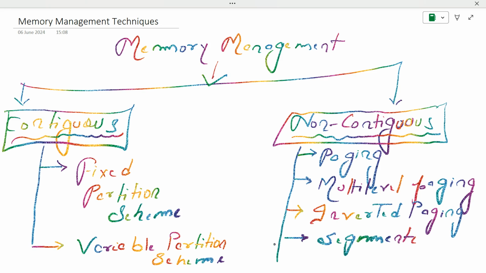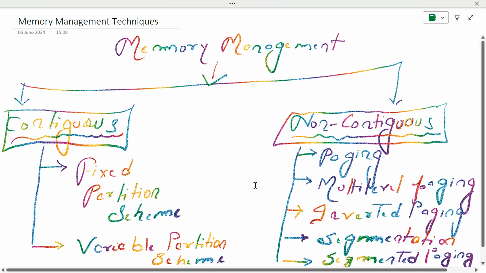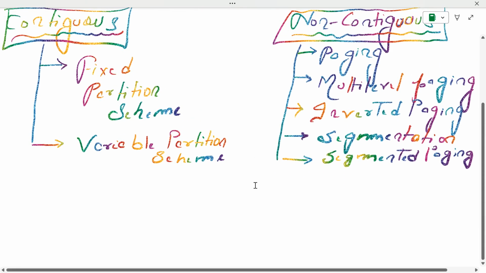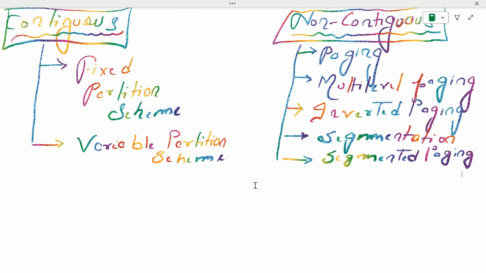Segmentation, and the last one is called segmented paging. So these are the two groups in which memory management is divided: contiguous memory management and non-contiguous memory management. Inside contiguous memory management, we have fixed partition scheme and variable partition scheme. And inside non-contiguous memory allocation, we have paging, then multi-level paging, inverted paging, segmentation, and segmented paging.